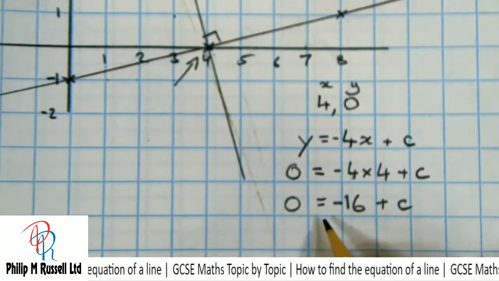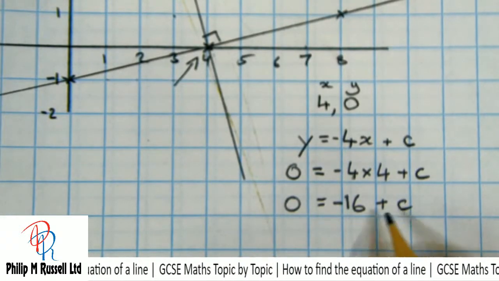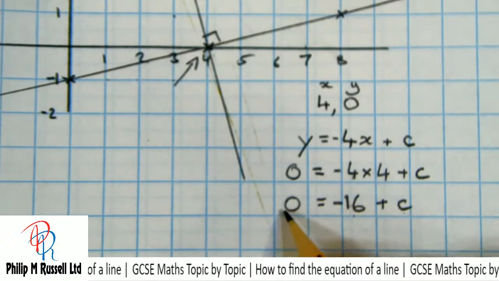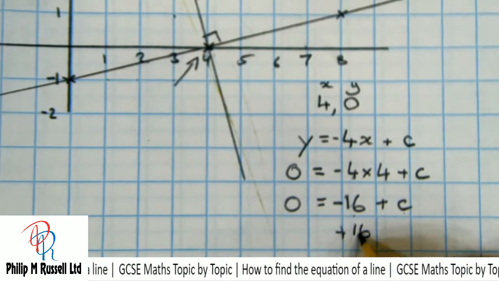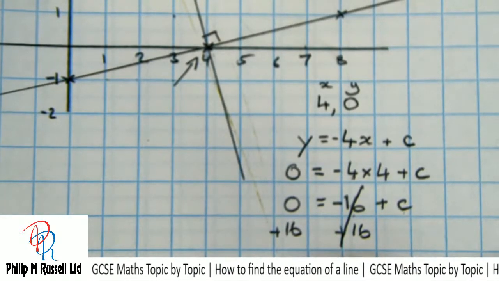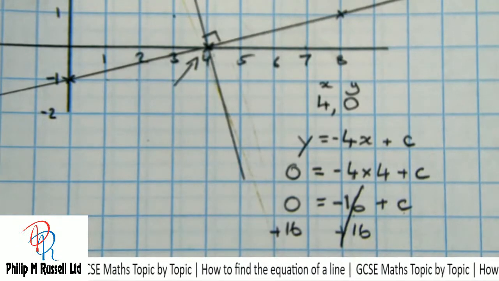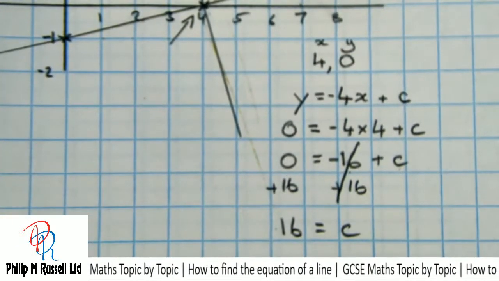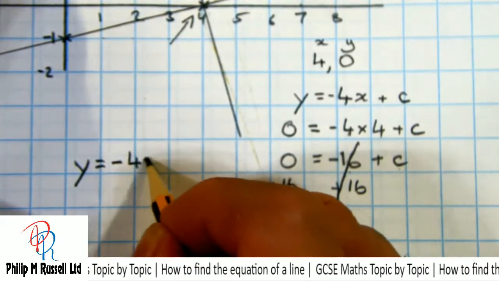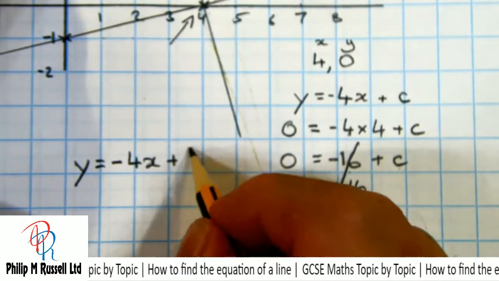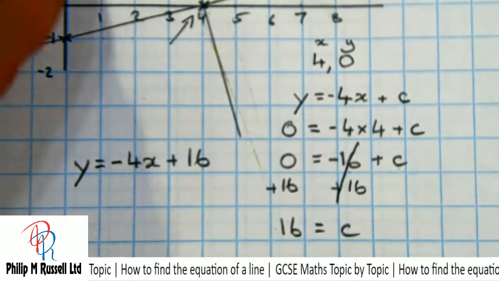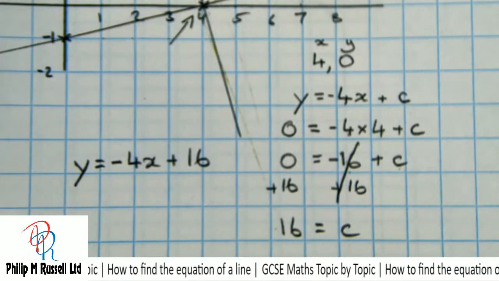plus c. I want to work out what c is, so what I'm going to do is take this over to the other side. To do that, I need to do the same thing to both sides. I'm going to add 16 to both sides. That's going to cancel out, and so I know that c equals 16. My equation then becomes y equals minus 4x plus 16, and that doesn't appear on my graph, but we were able to work it out anyway.